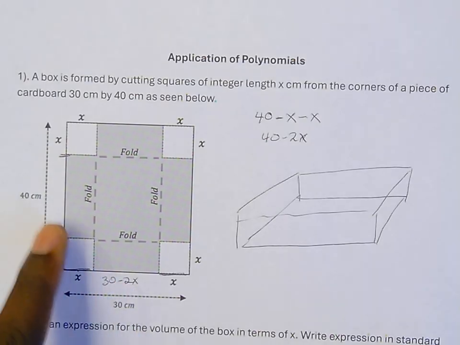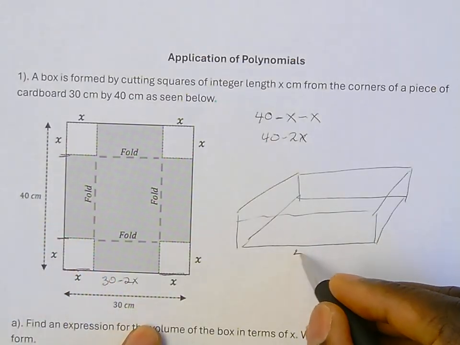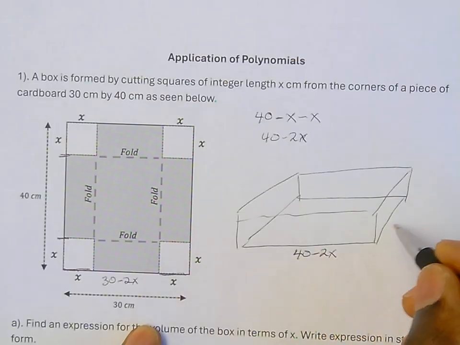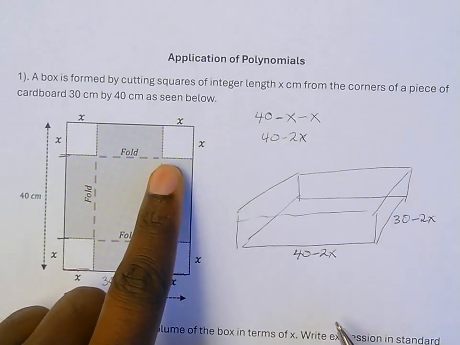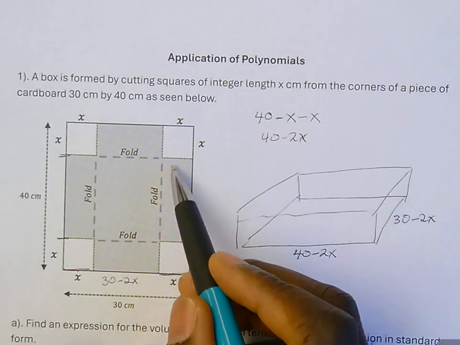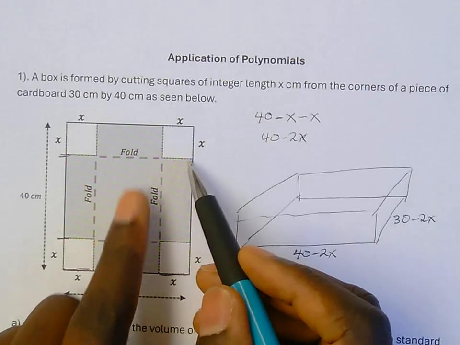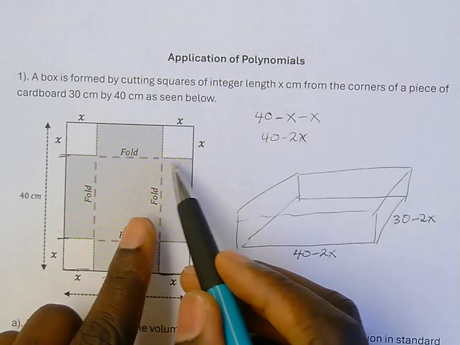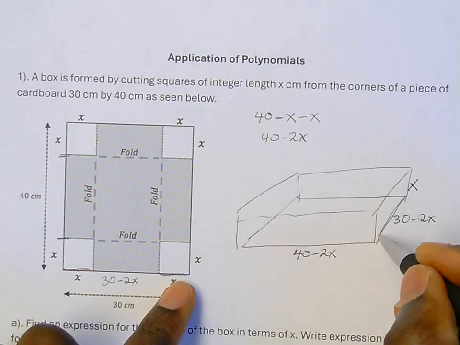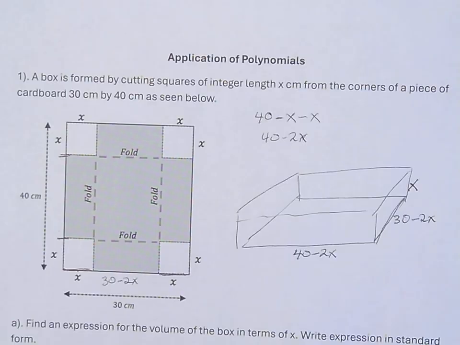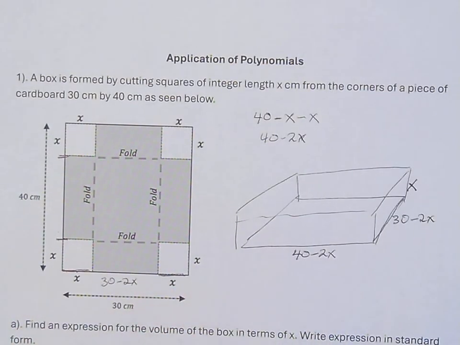So our new length and width are 40 minus 2x and 30 minus 2x. Now the question becomes, what do you think is going to be the height of this box? If you visualize this, you see that the height of the box is going to be the length of the x, because once I fold this part upwards, that is going to be the height of the box. So the height of the box is going to be length x, the one we will be finding later on. So this is what it's going to look like. I hope you understand it up to this point.